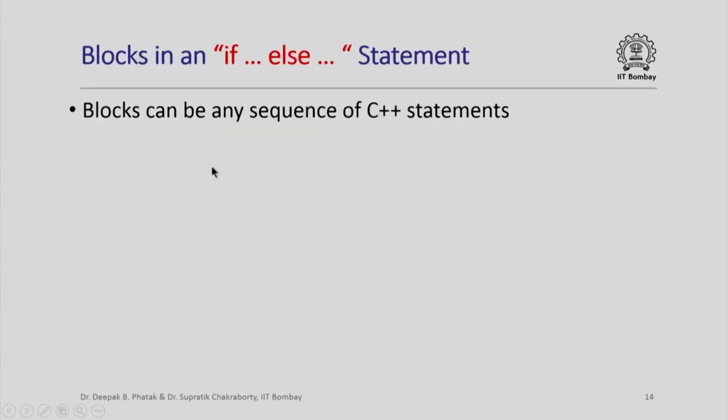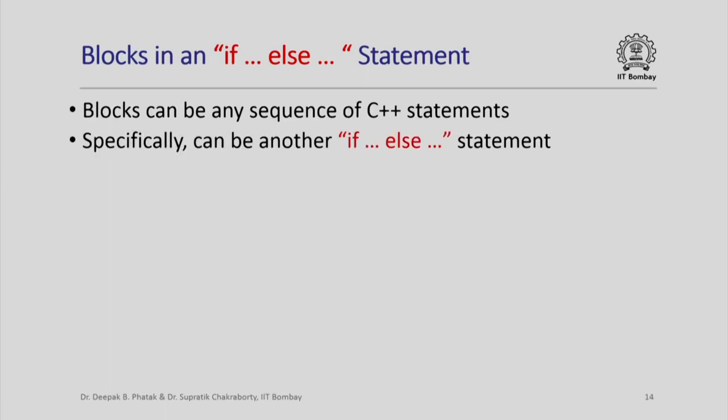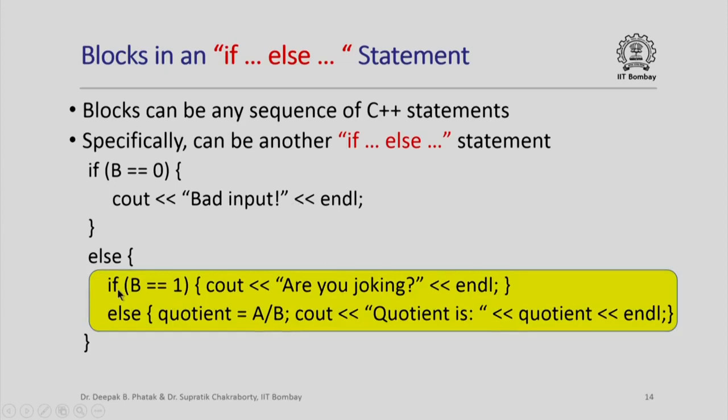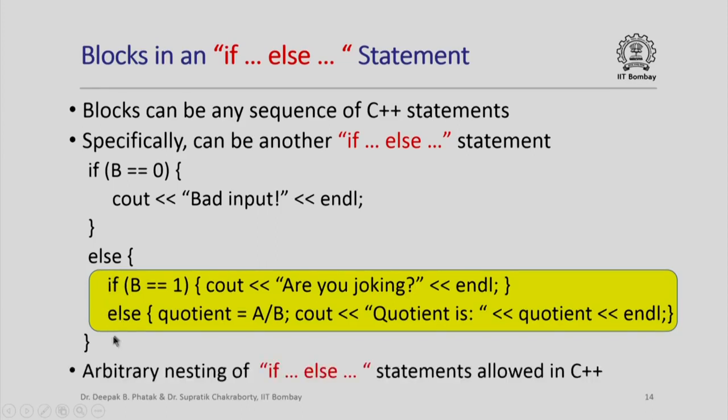We have already seen that statements can be grouped by braces, and this is just an application of that. Now the blocks in an if-else statement could be any sequence of C++ statements, and in fact they could be another if-else statement itself. So for example, look at this program. Here if B is 0, then this statement is to be executed, otherwise another if-else statement is to be executed. So inside this else branch or the no branch, I have a statement which is itself another if-else statement. And C++ allows arbitrary nesting of if-else statements by means of which you can write programs with fairly complicated control flow.